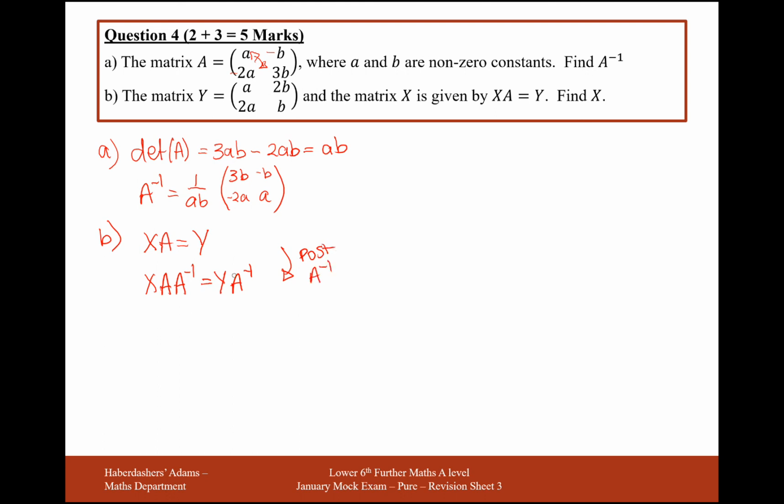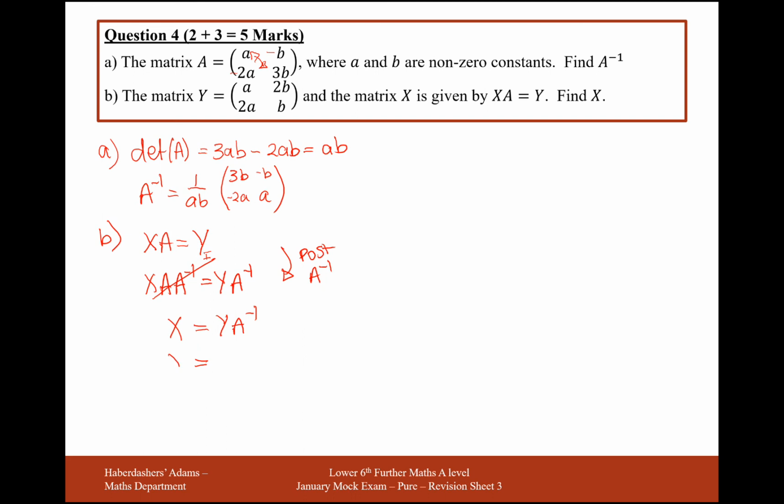Okay, so A inverse is going to be multiplied at the back, and it's really important you have it in that order. If you don't have it in that order, you get the question wrong. So have it in that order. Okay, so A and inverse A will cancel out to an I matrix, and x times I will just give you the x matrix, which is what we want to find, and this will equal y A inverse.